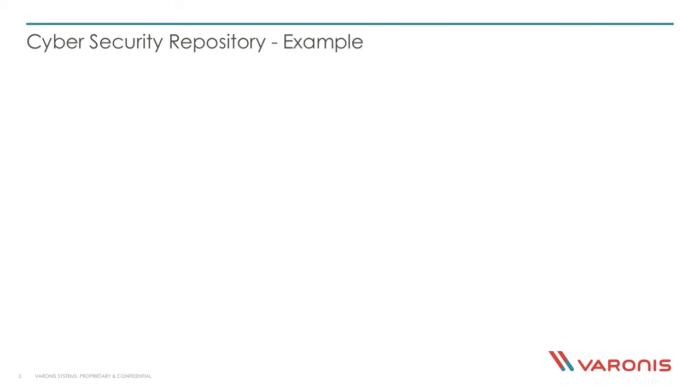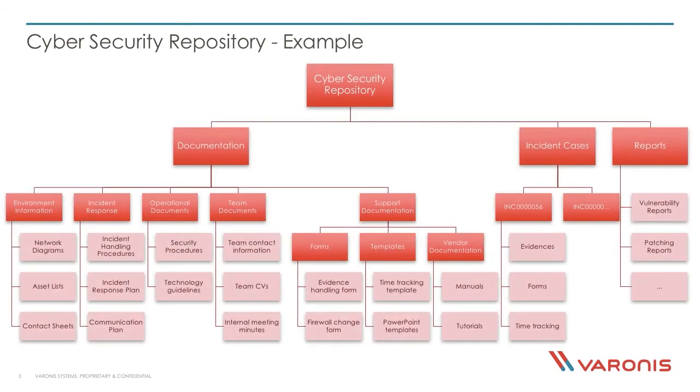Just to give an example of how to organize your documentation, take a look at this repository diagram. From top to bottom, we first have a folder called Cybersecurity Repository. Inside this root folder, we have three folders: the documentation folder, the incident case folder, and the reports folder. Inside of the documentation folder, you can create subfolders to better organize your documentation.